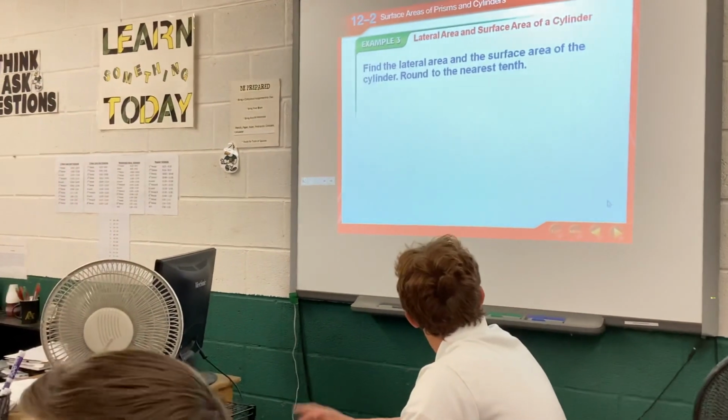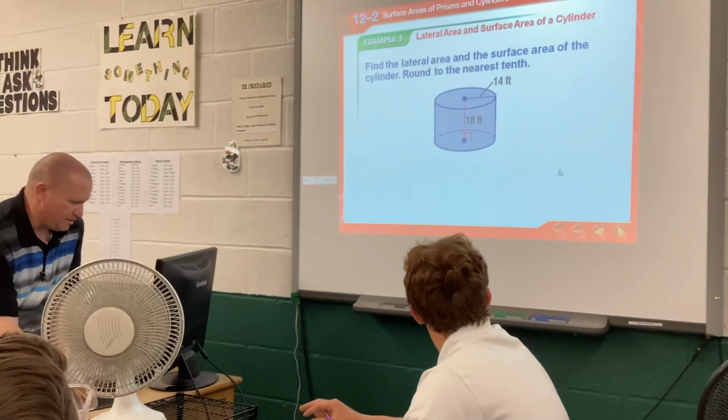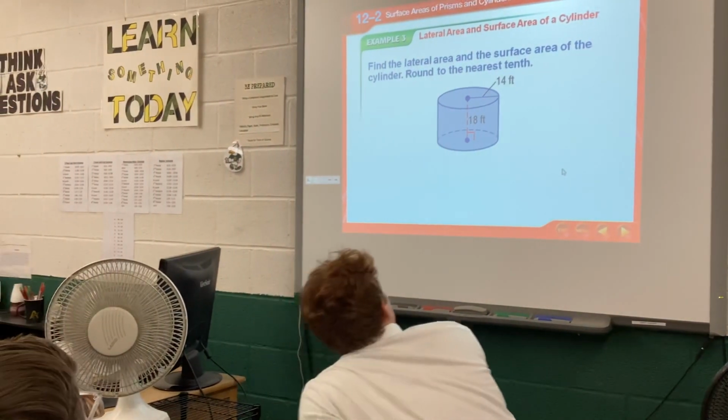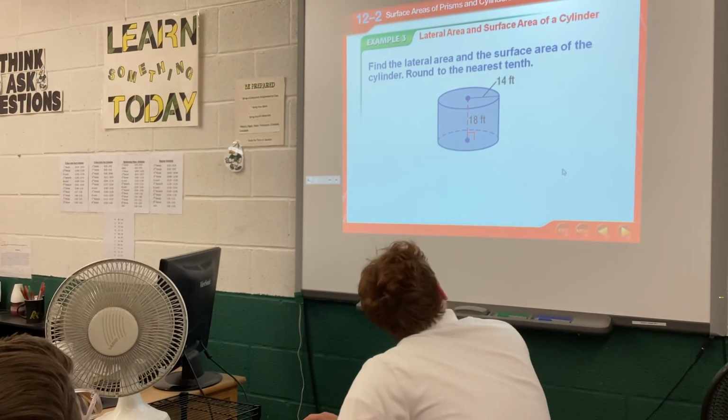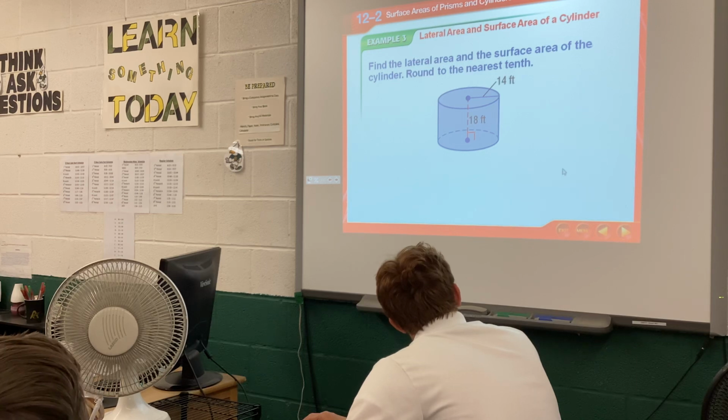Where's the shape? Find the lateral area and the surface area of the cylinder. Round to the nearest tenth. There's a shape. Everybody agree it's a cylinder? Right? It's a prism. It's got a circle on the top and one on the bottom, so we call it a cylinder instead of a prism.